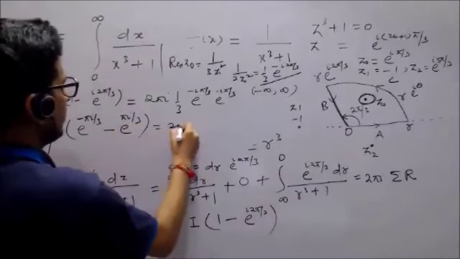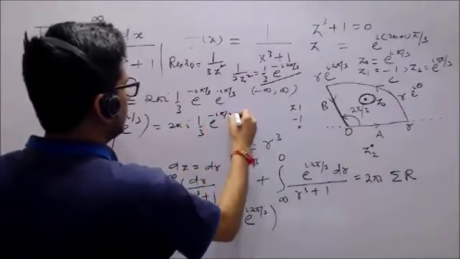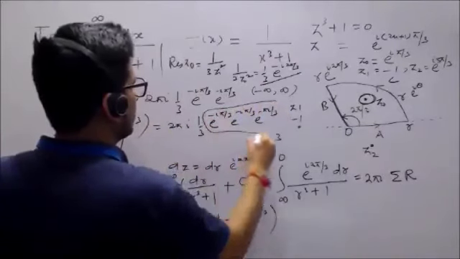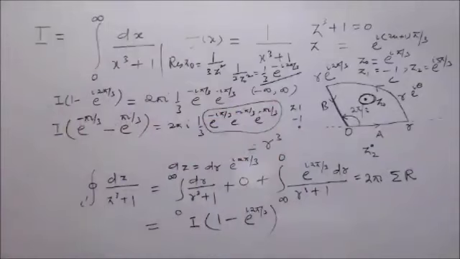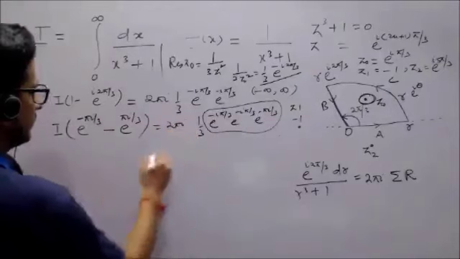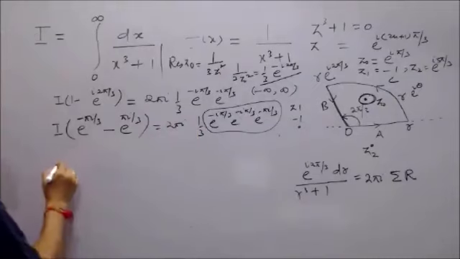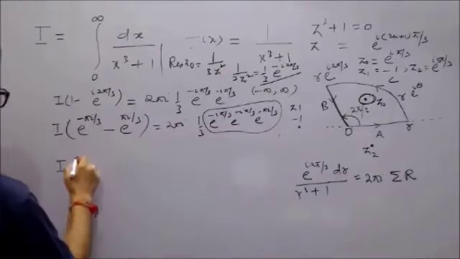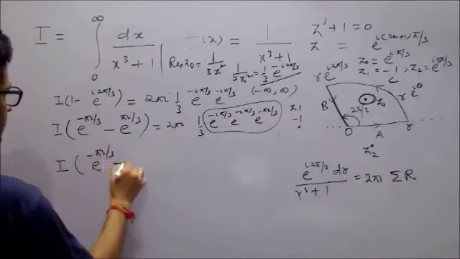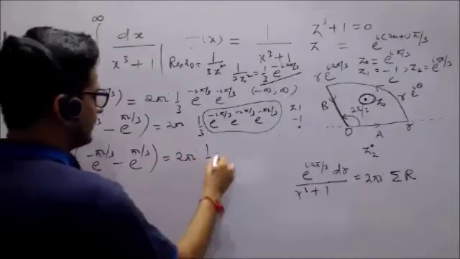So this will become 2 pi I 1 by 3 e to the power minus I pi by 3, e to the power minus I pi by 3, e to the power minus I pi by 3. So all this will become minus 1. Okay. So this will become I into e to the power minus pi I by 3 minus e to the power pi I by 3 is equal to 2 pi I 1 by 3. ये कितना हो जाएगा?